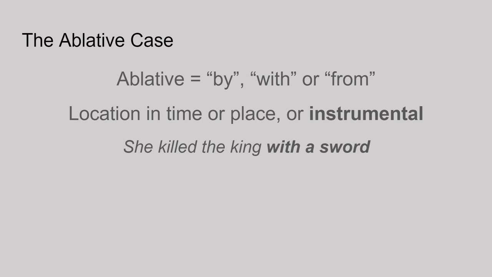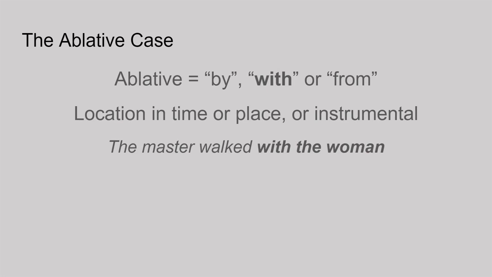The ablative can also be really easy to spot, again, if the sentence includes the word with, and this one is called an ablative of accompaniment. The master walked with the woman. She's accompanying him, he's accompanying her, they are together.